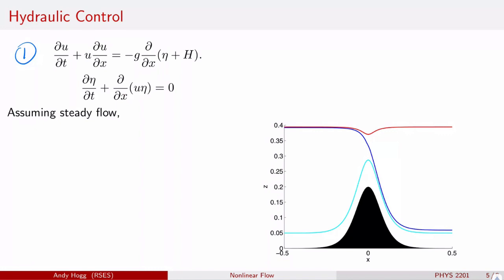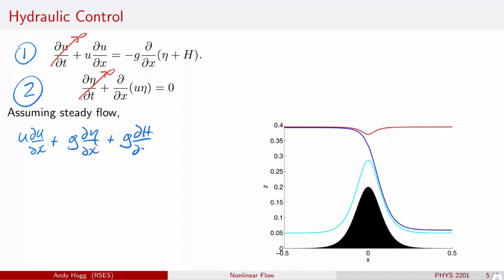The first equation is the equation of motion, and the second equation is our conservation of mass. You'll see that both of these have time-dependent parts, but armed with our knowledge of what this flow looks like, we're going to assume a steady flow, which means that du dt and d eta dt are effectively 0. I'll rewrite the equation of motion as u du dx plus g d eta dx plus g dh dx equals 0, and I'll expand out the derivative in the conservation of mass equation to give me eta du dx plus u d eta dx is equal to 0.